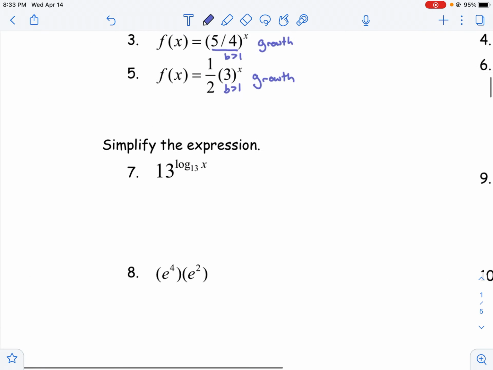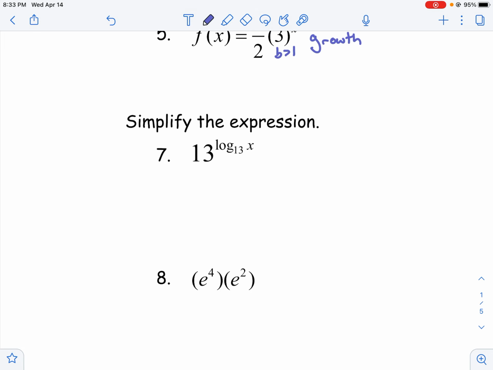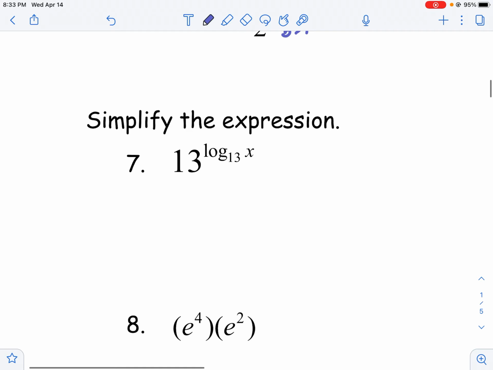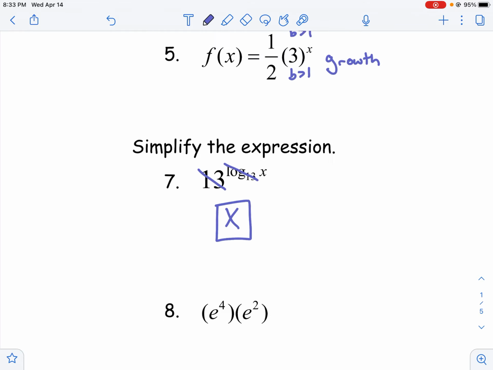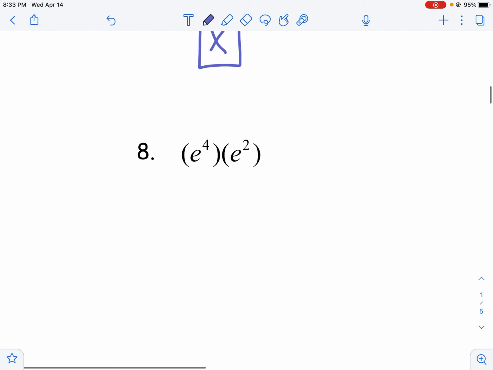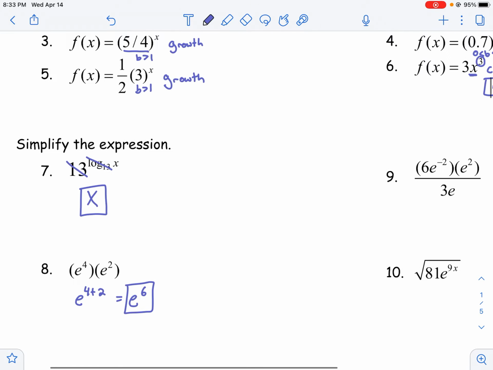All right, next it's asking us to simplify the expression. In this first one, number 7, we have a base of 13 being raised to a log base 13. Our solving has shown us that these two things cancel. The only thing that gets left is just x. For 8 here, we're simplifying e's. When we multiply two of the same bases, we can combine them and add their exponents. So 4 plus 2, this would give us e to the 6th power.